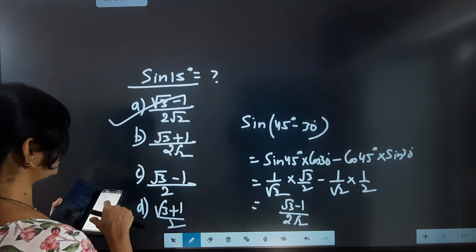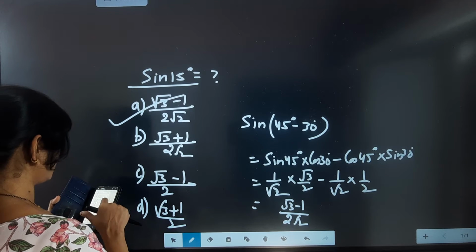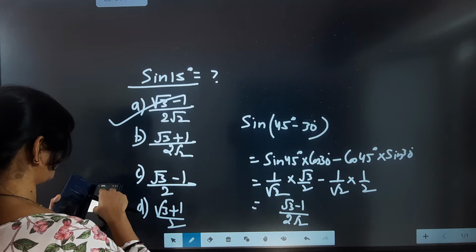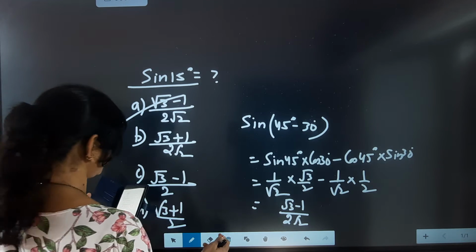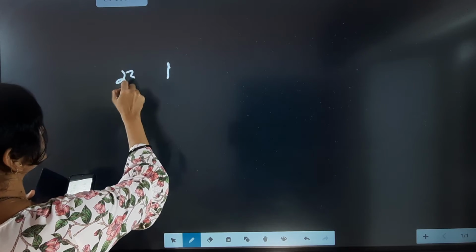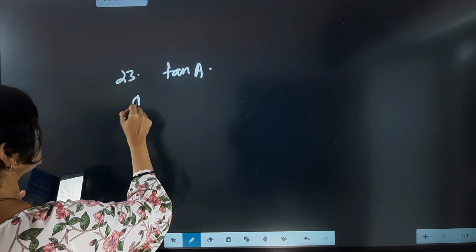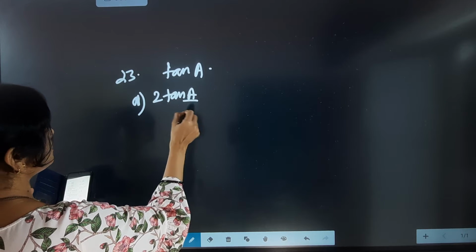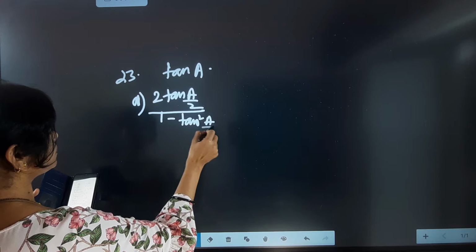So now next question is, I think we have solved how many questions? We have solved 16, 17 questions over. After that, question number 23 is there. I'll check. So question 23, tan A will be equal to what? Options are 2 tan A by 2 by 1 minus tan square A by 2.